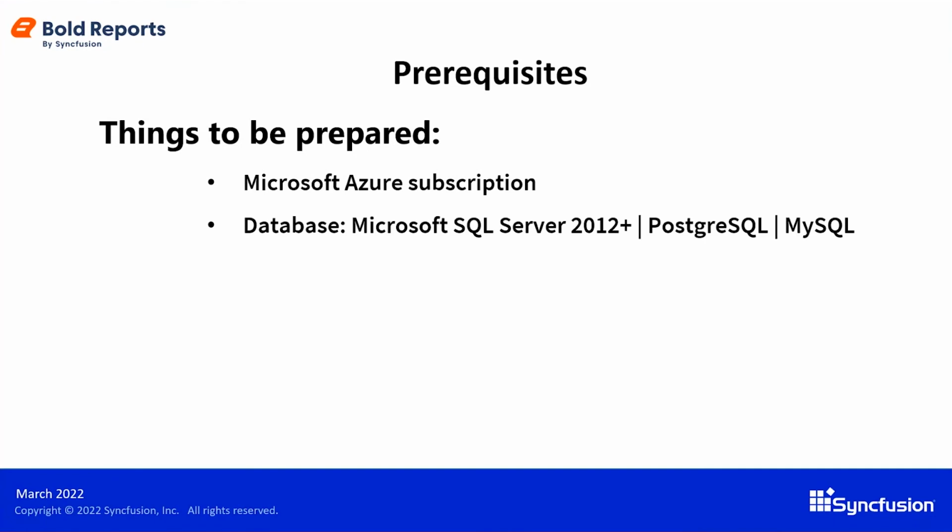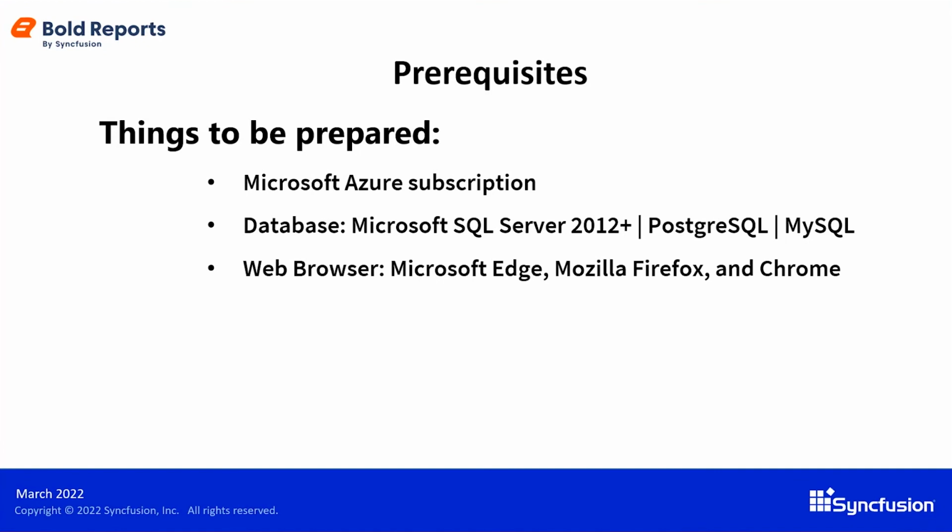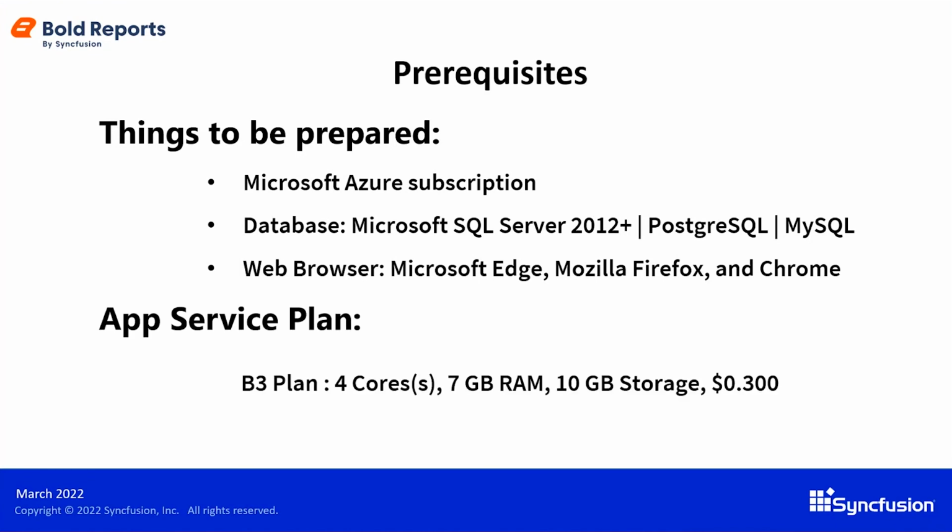As I said in a previous section, we need any one of the databases like MS SQL, PostgreSQL, or MySQL. Similarly for a web browser, you can use any one of the browsers like Edge, Firefox, or Chrome. And for the Azure App Service plan, we recommend going with the B3 plan, which has 7 GB RAM and 10 GB storage. The price is also reasonable.